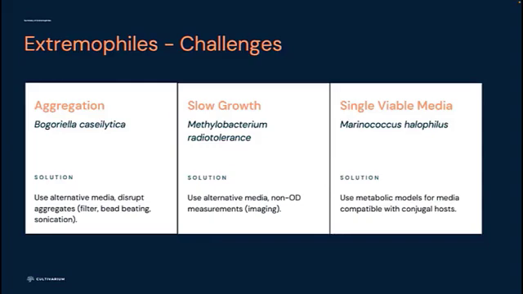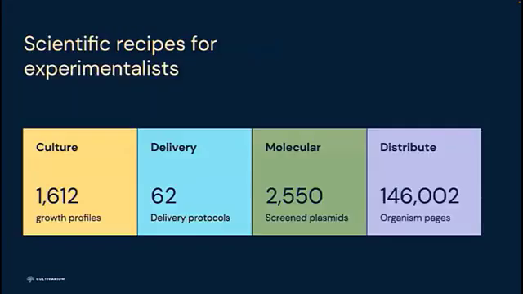Finally, the third challenge that we encountered was identifying a single viable media. This is a problem that has a bigger effect on conjugation, as the DNA delivery via conjugation requires that both the donor and the recipient are able to survive in the same media. And the most common donor strains are not viable in extremophilic media. So a potential solution is the use of metabolic models to identify media compatible with the conjugal host.